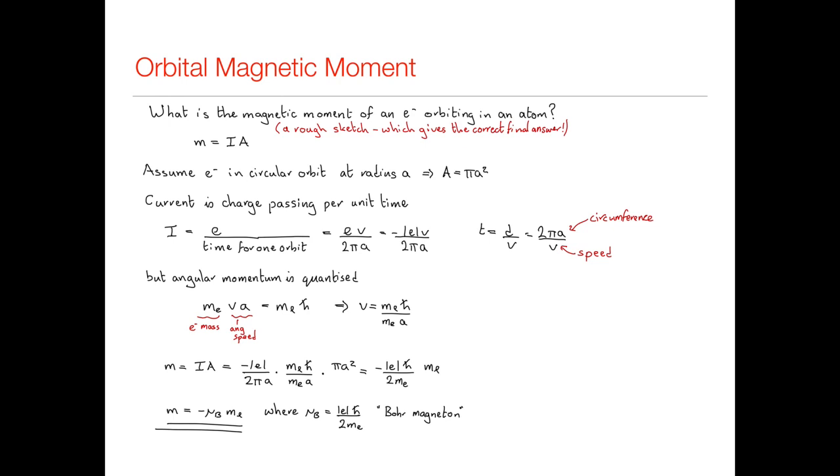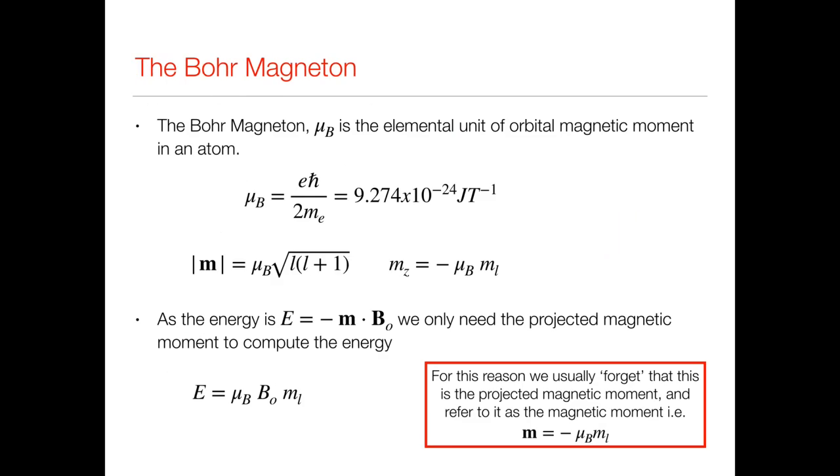I said it's a rough sketch using a semi-classical argument, but it does give us essentially the correct answer that would agree with a more quantum mechanical calculation. So to summarize, the Bohr magneton is the elemental unit of orbital angular momentum in an atom. Okay, there we have its value. This would be present in any table of constants that you'd be given.